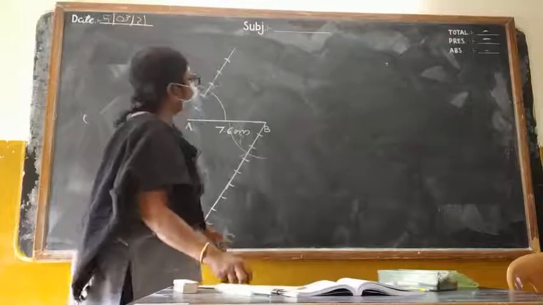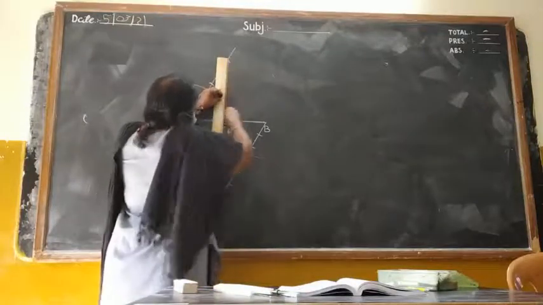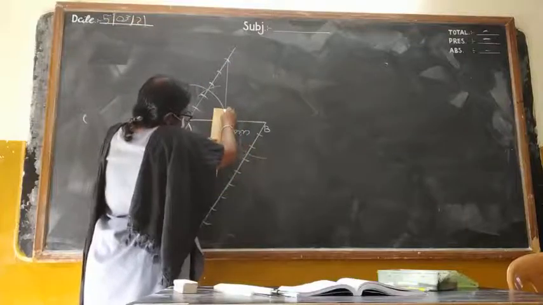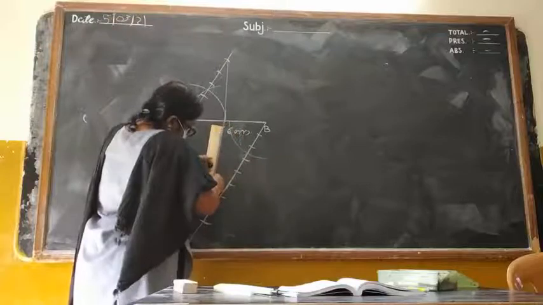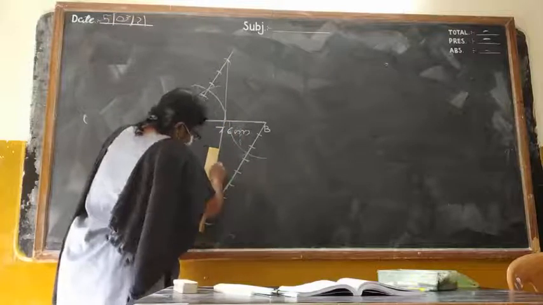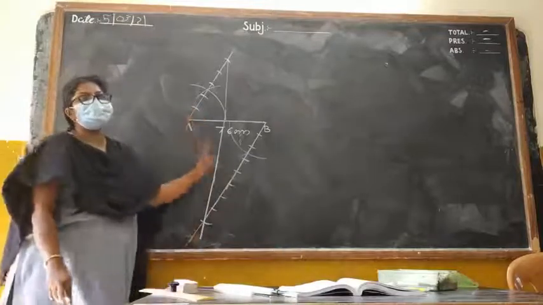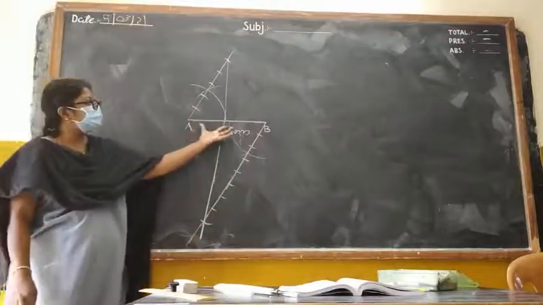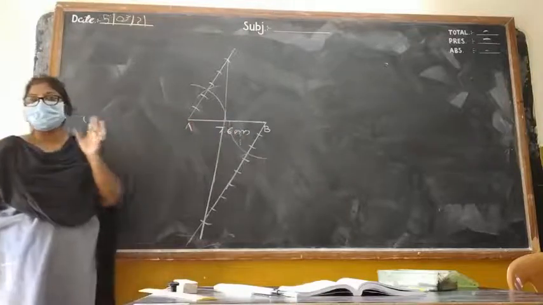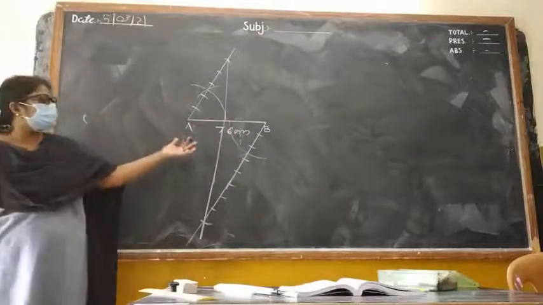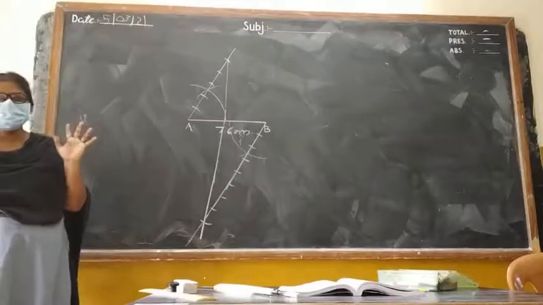Now join that one. Join this. Join this 5 to 8. So this will be divided in the ratio 5:8. Okay. So that's how we have done. Okay, that is only the one problem you have to solve.